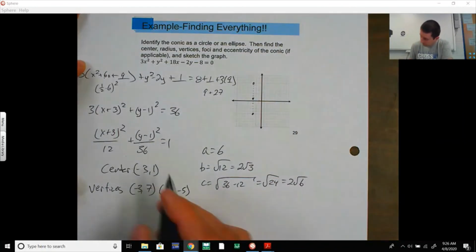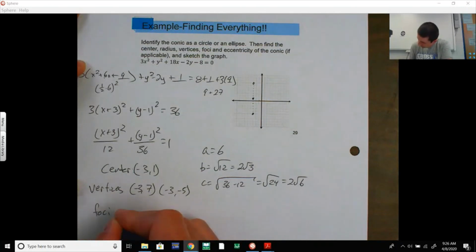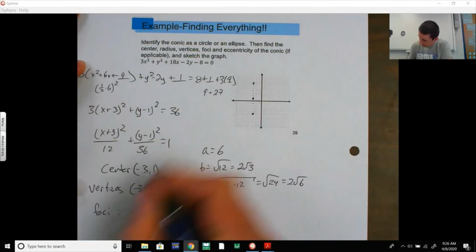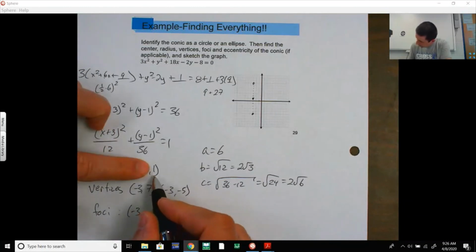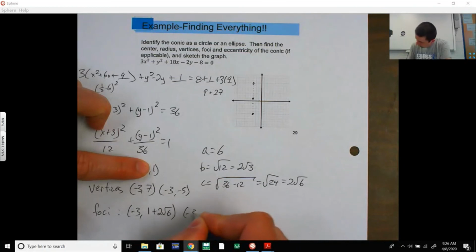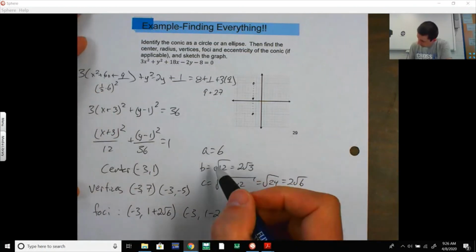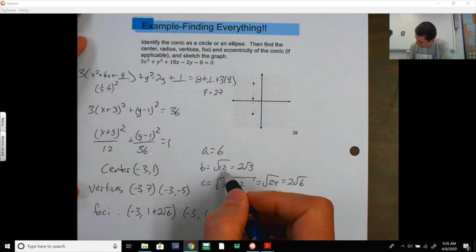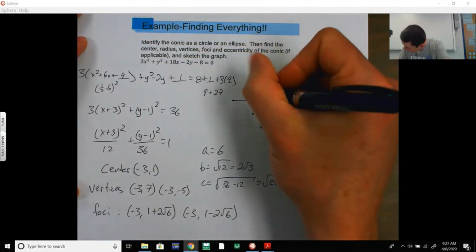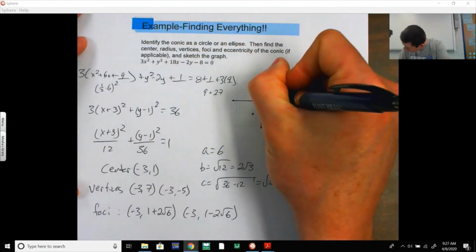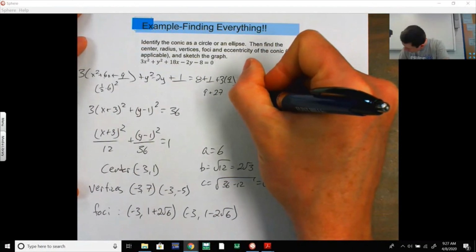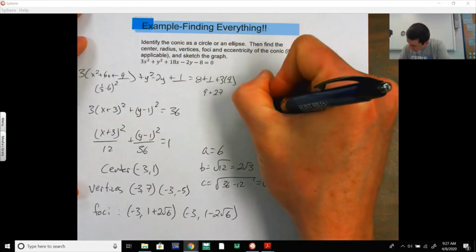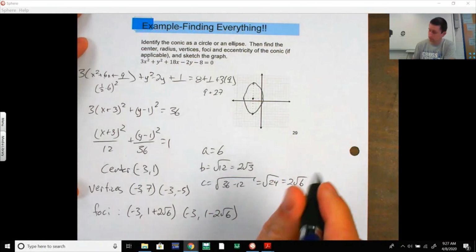Okay. My foci. They're along the same axis, so it's negative 3. Now it's at 1, so it'd be negative 3, 1 plus 2 root 6, and negative 3, 1 minus 2 root 6, okay? And to graph it, B is about 2 root 3, the square root of 12, that is about halfway between 3 and 4, 3.5-ish. The graphing part is multiple choice. You can also graph these on Desmos, that takes care of that.